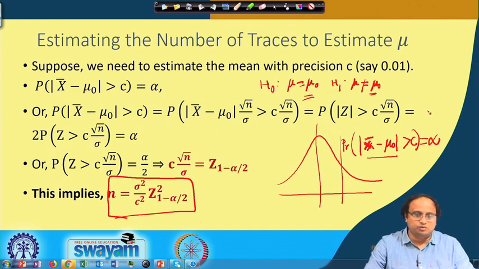But often when we analyze power attacks, we do not need to actually estimate the value of the mean. Rather, what we require is to estimate whether the means are different or whether the means are the same. Or we need to estimate whether the mean is less than 0 or greater than 0. So, we basically need to estimate whether the mean is equal to 0 or not equal to 0. So this is another kind of problem which we also need to solve.